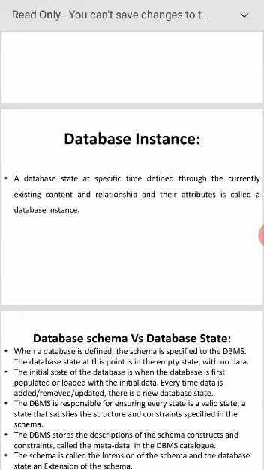Next, database instance. The database state at a specified time, defined through the currently existing content and relationships and their attributes, is called a database instance. The content of the database at a particular point in time is referred to as an instance. Schema means what here? Just to define the database. In that, you have to store the contents, values, information. That is called an instance.